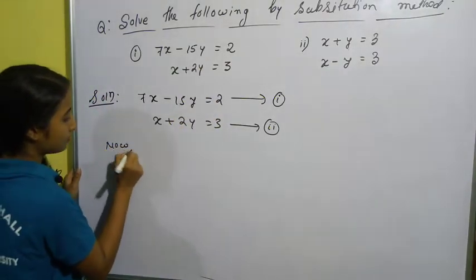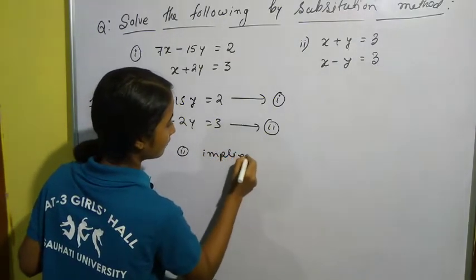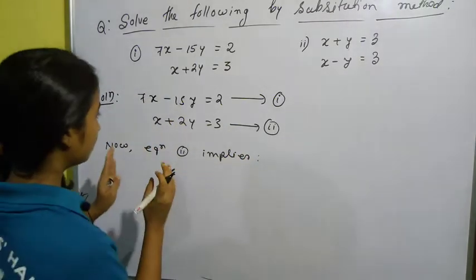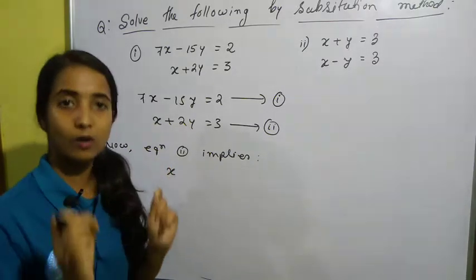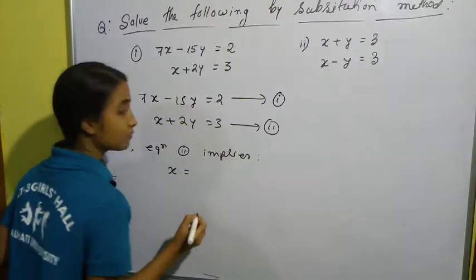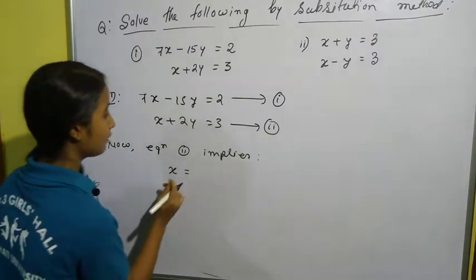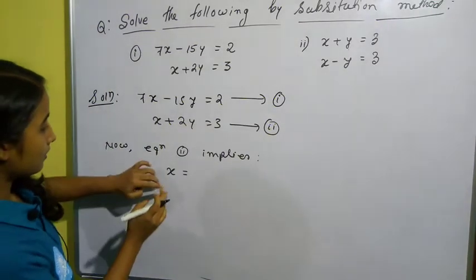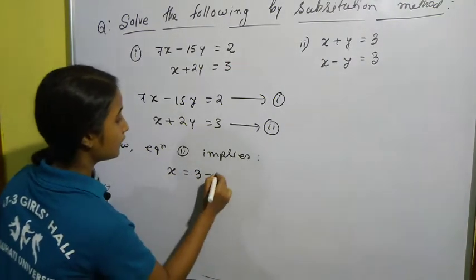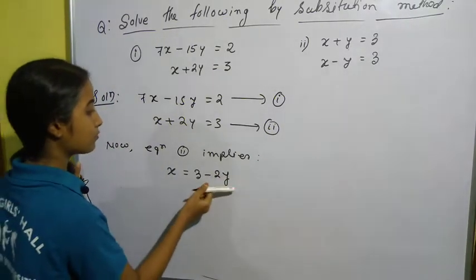Now equation 2 implies keep x or y single on the left hand side. I am taking x on the left hand side, you can take y also. So if the left hand side has only x, then the right hand side will be 3 minus twice y. x is equal to 3 minus twice y.